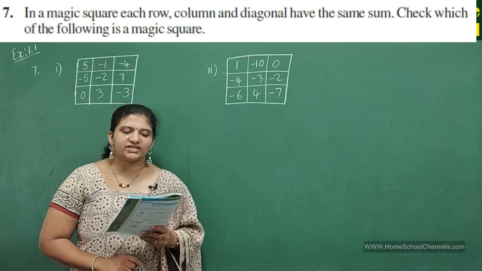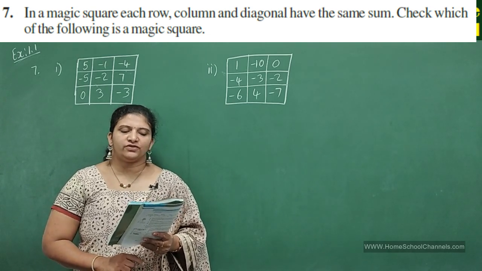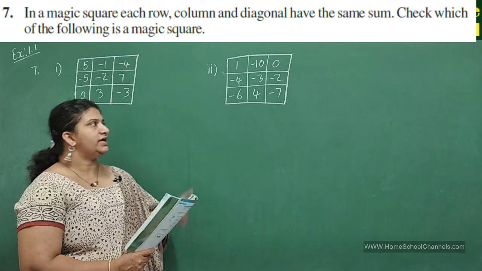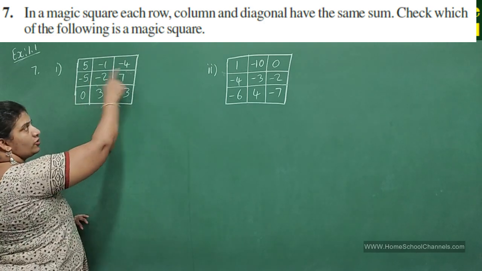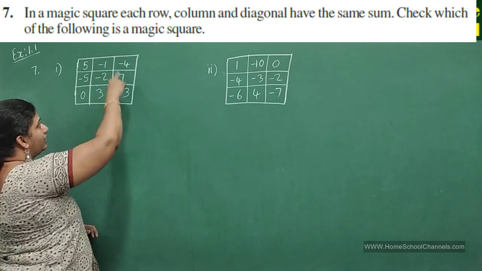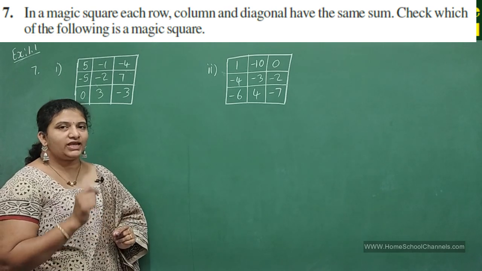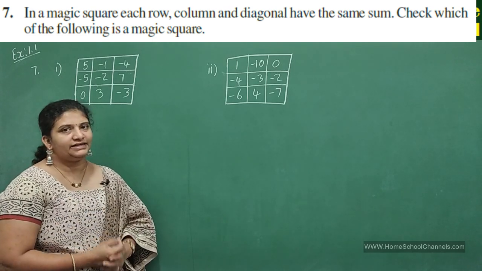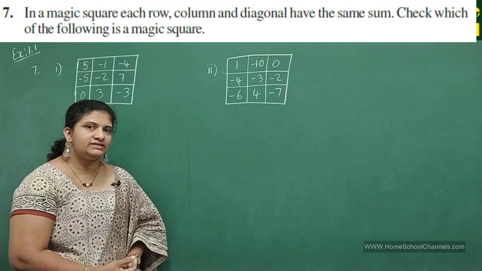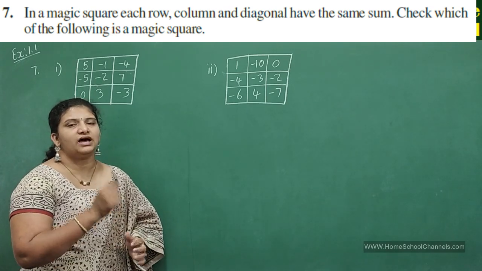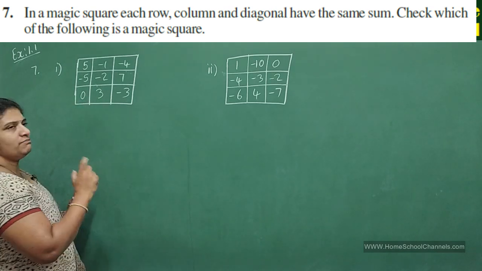7th question. In a magic square, each row, column and diagonal have the same sum. Check which of the following is a magic square. You can see two sub-questions here. We know that in a magic square, if you add all rows and all columns and both the diagonals, you get the same number. Suppose when you are adding, if you get a different number, then it is not a magic square. So among these two, they have asked to find whether these are magic squares or not. Okay, let us start with the first one.